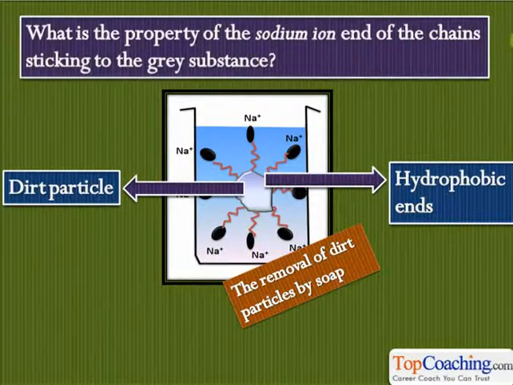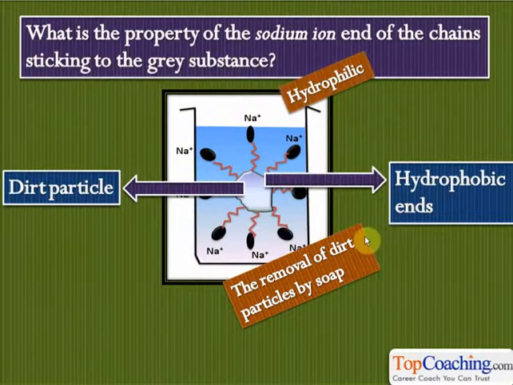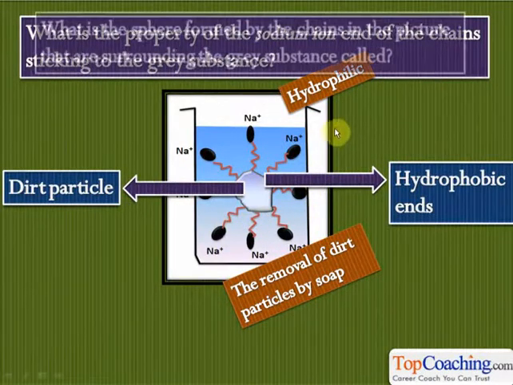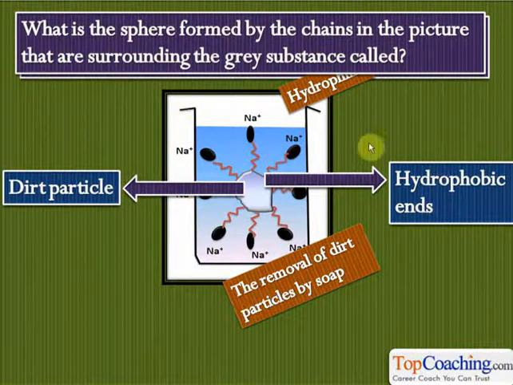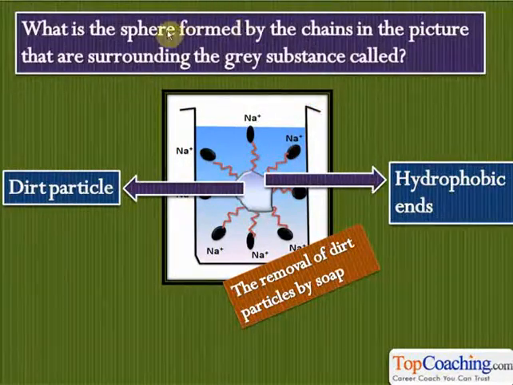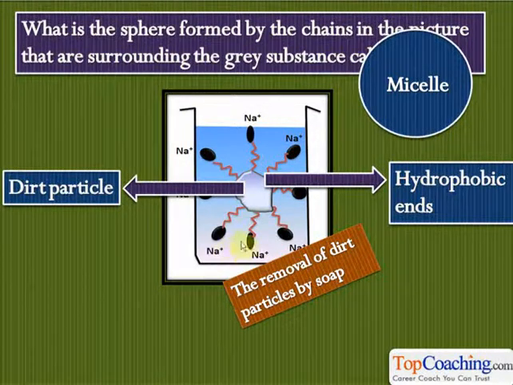What is the property of the sodium ion end of the chains sticking to the grey substance? Well, the property of the sodium ion end of the chains is that these ends are hydrophilic. They attract water. That's the property of the sodium ion end of the soap molecules. What is the sphere formed by the chains in the picture that are surrounding the grey substance called? Well, the sphere that the soap molecules form is definitely called a micelle. There is no doubt about it, isn't it? So that's the final answer.